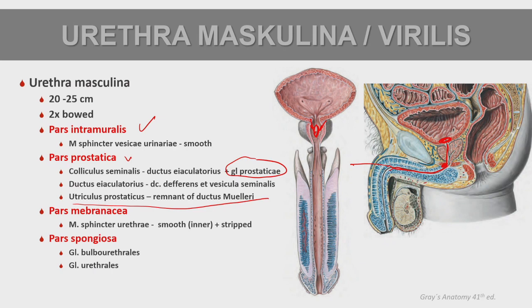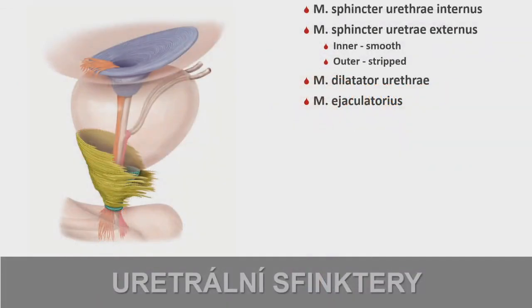In the spongiose part, there are bulbourethral glands, which open here to the bulbus, and also multiple urethral glands. Those glands are the same as in women, so they are producing mucinous content protecting the tela mucosa, protecting the epithelium.